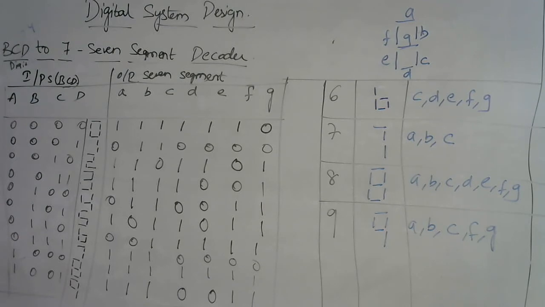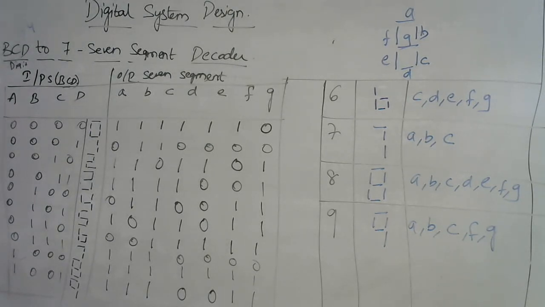The next one is, after writing the truth table, we need to draw the K-maps. The number of variables in the K-map depends on the number of inputs we are using. As we are using 4 inputs, we need to draw the 4 variable K-map. And as we are having 7 outputs, we need to draw 7 K-maps, and each K-map should be a 4 variable K-map.